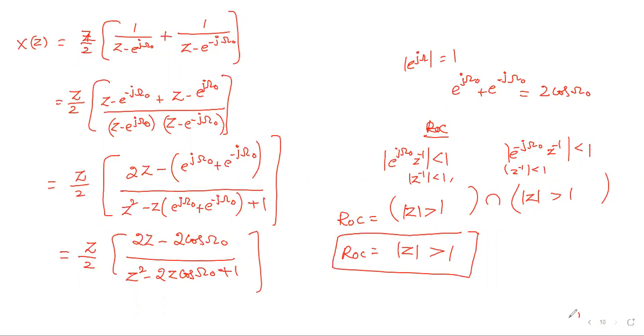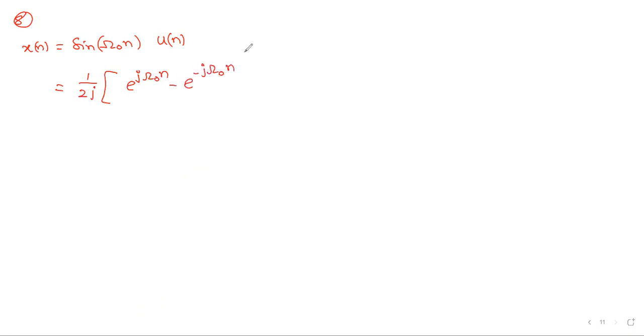Now we will see the 8th question: x of n is equal to sine omega naught n into u of n. So this one also, again you expand in terms of exponential form. What we will get: 1 by 2j times e power j omega naught n minus e power minus j omega naught n.